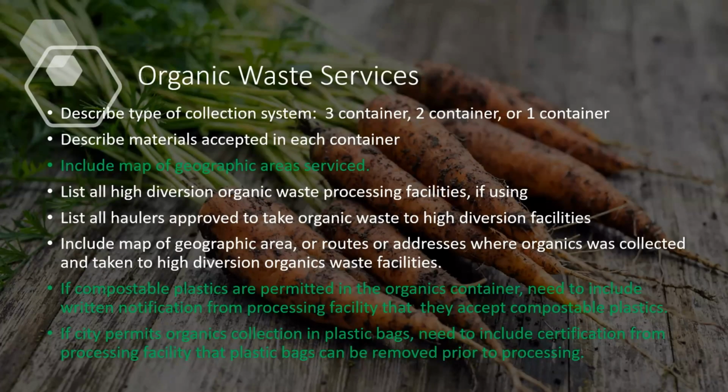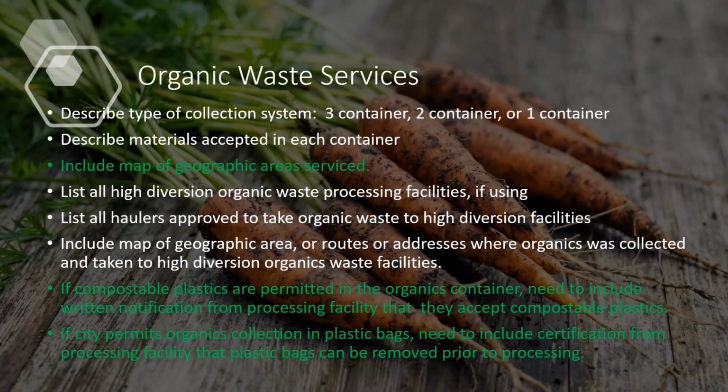So organic waste services, one of the things you have to describe would be what type of system your city has. Do you have a 3-container, a 2-container, or a 1-container system? You have to provide what type of materials are accepted in each container. You really need a geographic map of the entire area's service. So that's really a map of your city or county, and if you're in a county, any unincorporated regions that are being serviced and under the direction of the county.